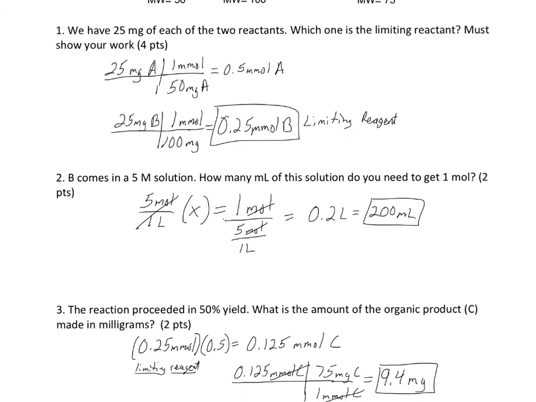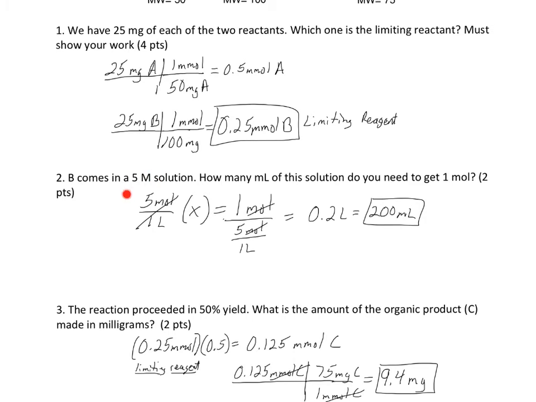Next question, B comes in a 5 molar solution. How many mils of that solution do you need to get 1 mole? This one people got a little mixed up on. They're trying to do M1V1 equals M2V2, and really you want to take a step back and just think about this. A 5 molar solution means 5 moles in 1 liter, and you need to get 1 mole.